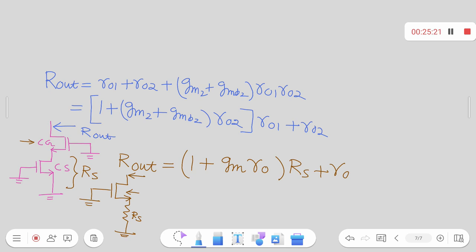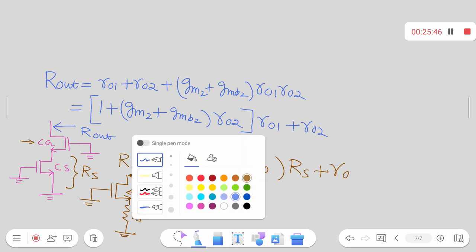Let's assume the same current is flowing. So you have the same gate, the gate of the first MOS, for a common source, common gate cascade. Ultimately, the overall gain is identified. Isn't it? For a common source, for this one.